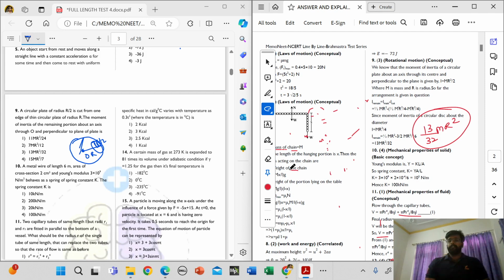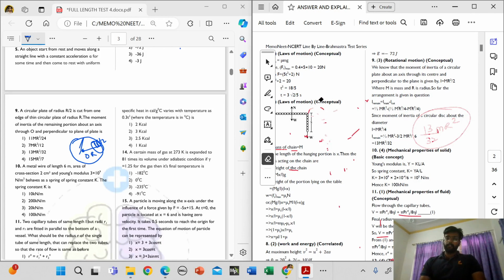Simple, you can see how I did it. This is the concept in which we have used the parallel axis theorem. So remember those theorems, parallel axis and perpendicular axis, important questions.